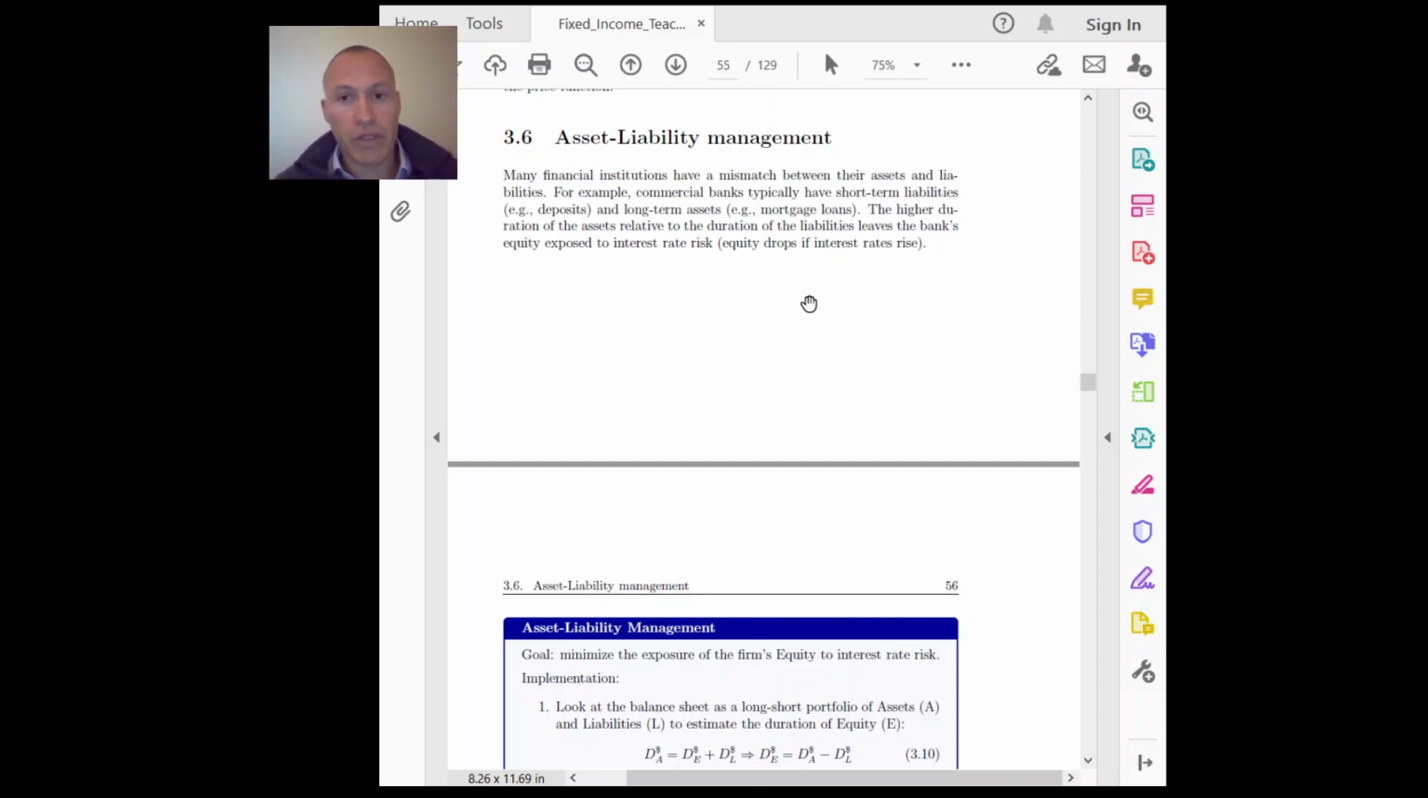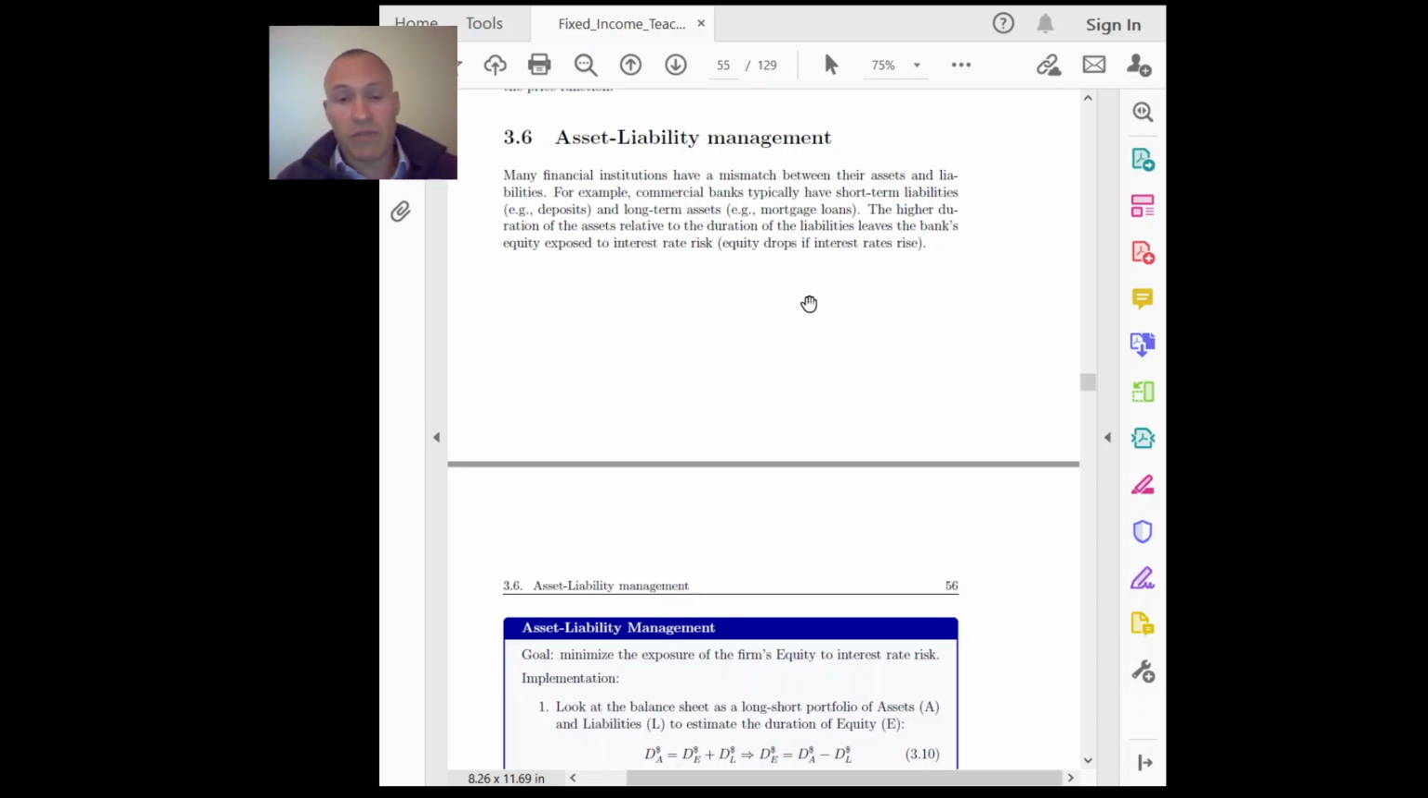Banks typically borrow short term, either through deposits or money market interbank borrowing. So very short maturities, up to 1 year or so. And then their assets are potentially very long. For example, you can think of fixed rate mortgages that can last for 30 or 40 years. So they have high duration on the assets, low duration on the liabilities. This creates a mismatch between these two sides of the balance sheet.